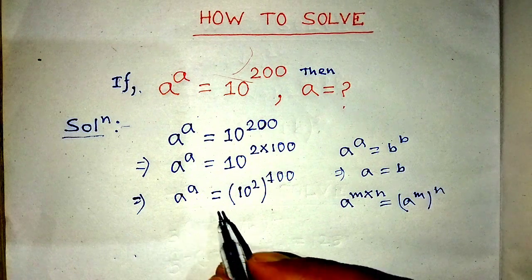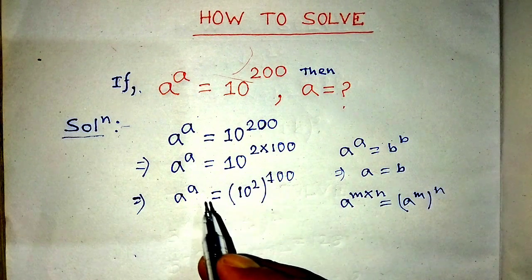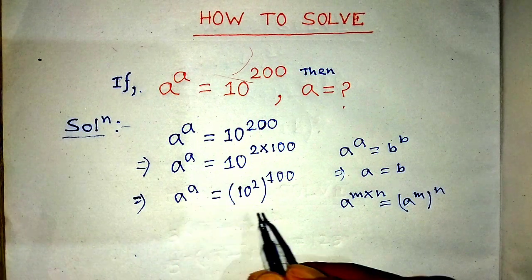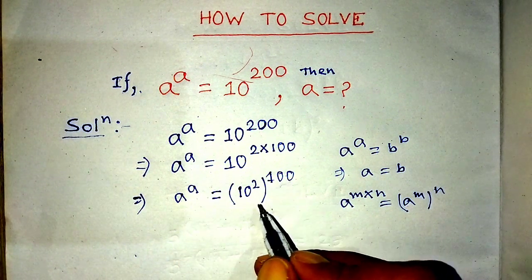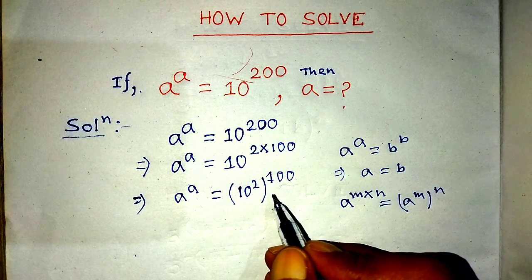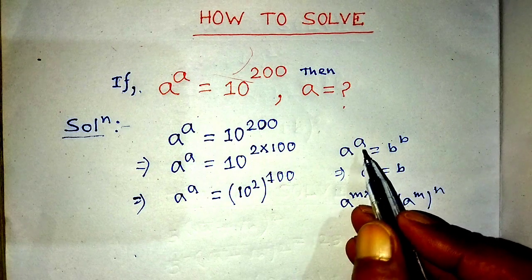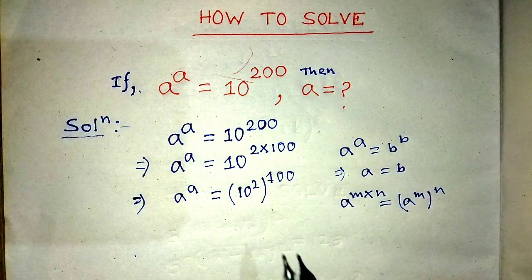So my dear student, in this equation on the left hand side base and power both are same, but on the right hand side base and power both are not same. So we have to make the same power and base. After that we can apply this formula, then we can find the value of a.